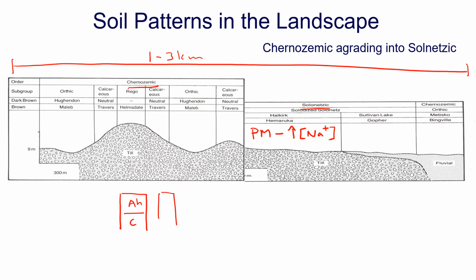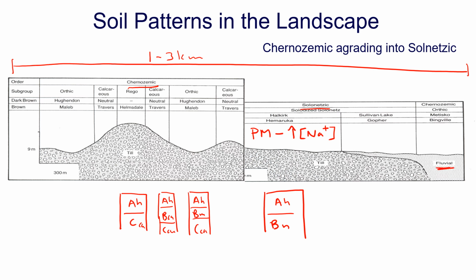Then we have a calcareous profile, which is AH, BCA over CCA. Then we have our orthic profile: AH over BM over CCA. And again, these are due to differences in moisture retention within the soil profile. And then here we get this drastic change in parent material for increased salinity. We start to have our Solonetzic soil. So it's still an AH horizon, but now it's on top of a BN horizon. And then again, we have a change to a more fine textured fluvial material with less sodium over here at the end of this. We go back to our orthic Chernozem with an AH, BM, CCA.